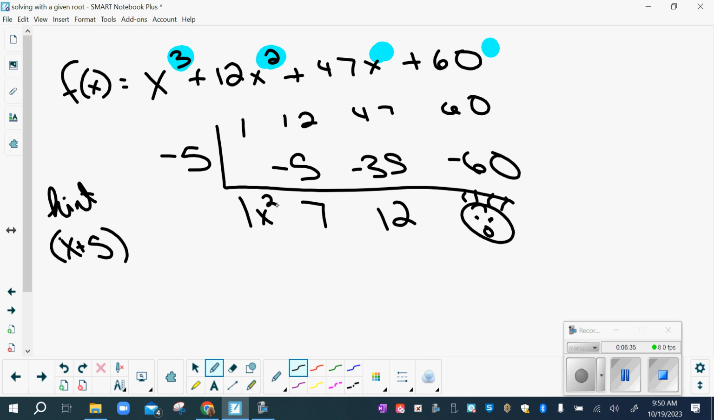X squared plus 7x plus 12. Look what I do. I set it equal to 0.